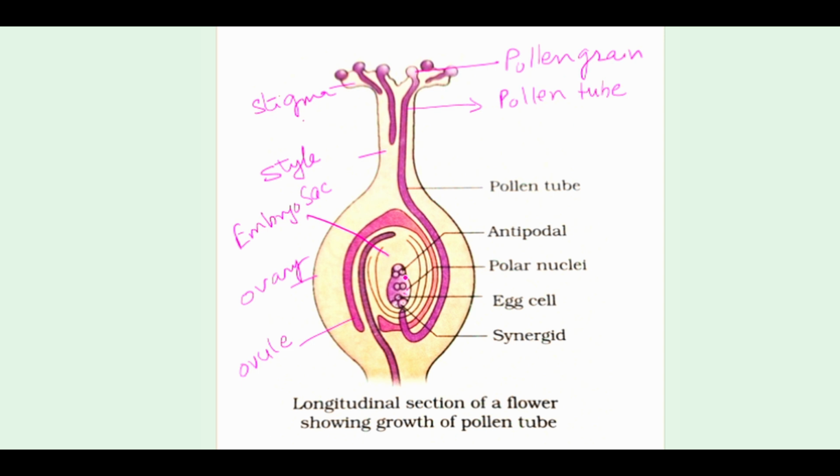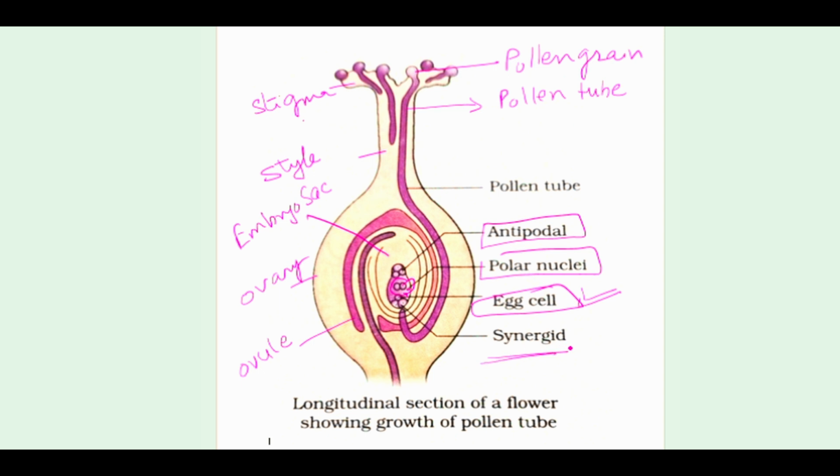If not, then let it be like this, where three cells towards the chalazal pole are antipodals, and the two nuclei in the center, present inside the central cell, are termed polar nuclei. One cell present in the center between the two synergids is called the egg cell, and the two cells which will allow entry of the pollen tube, any one of them, are the synergids. So this is the diagram which is given in the NCERT.